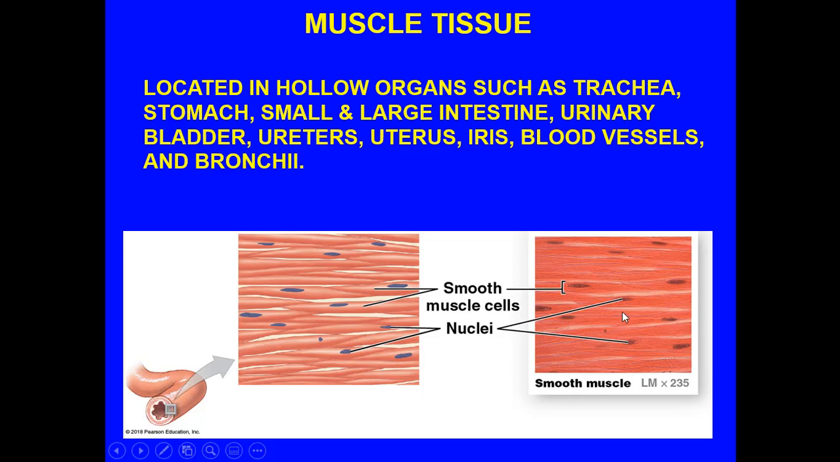Smooth muscle has no striations. One nucleus per cell, and the cells are kind of tapered. They're found in many hollow organs. Smooth muscles will be found in the walls of the trachea, stomach, small and large intestine, urinary bladder, ureters, uterus, iris, blood vessels, and bronchi. They are used either to push materials through those tubular structures or to control the flow of materials through the lumen of these tubular structures.